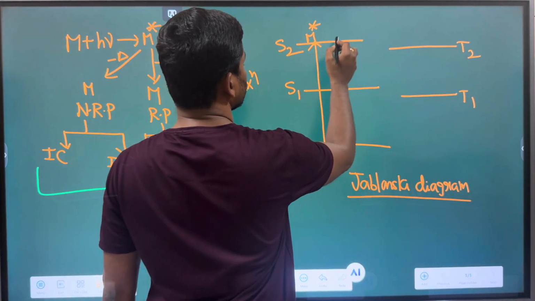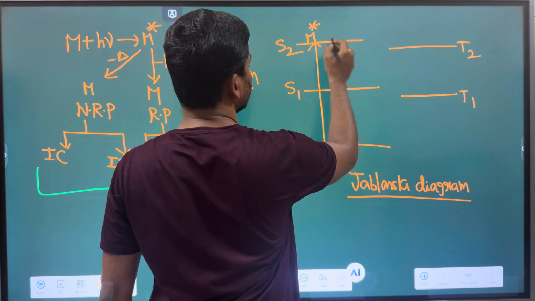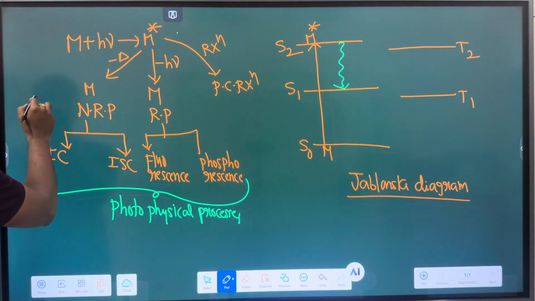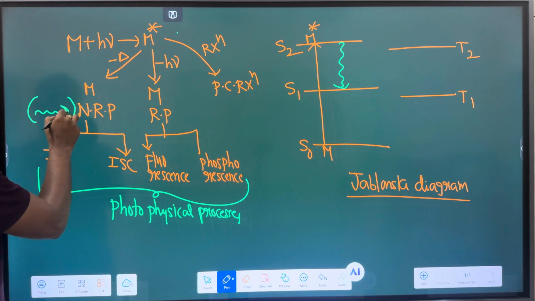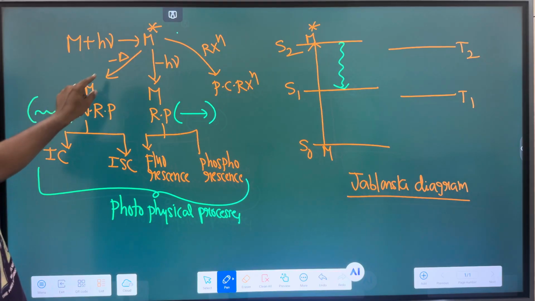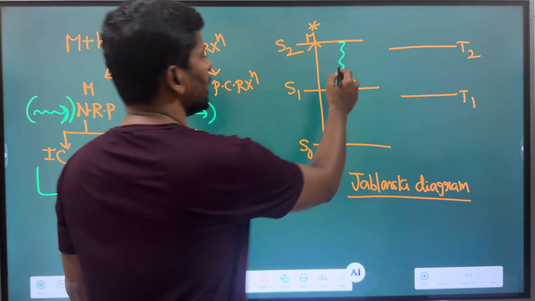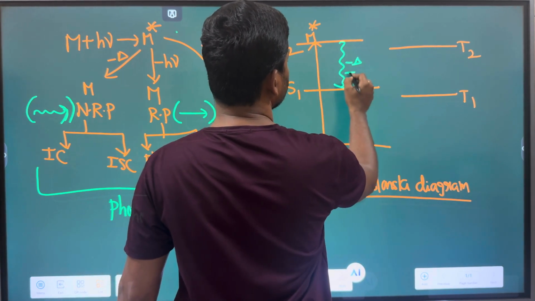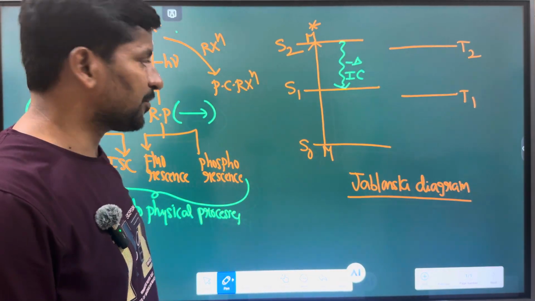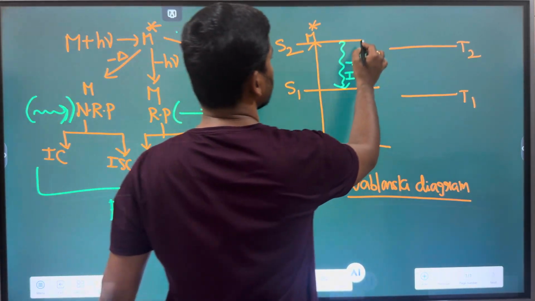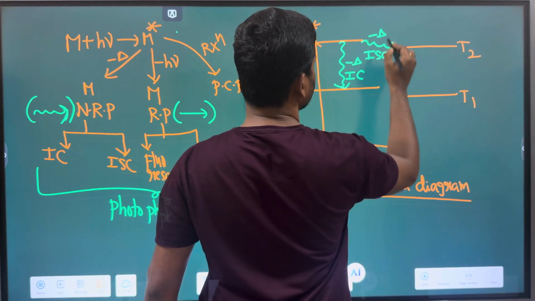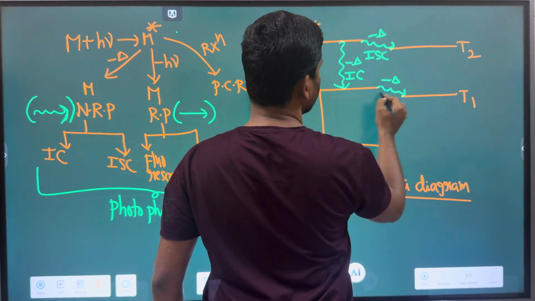For example, the molecule goes from the higher S2 state to the S1 state by releasing excess energy in the form of heat. Non-radiative processes I am indicating by a wavy arrow, and radiative processes by a straight arrow. So a wavy arrow indicates a non-radiative process, that means excess energy released in the form of heat. With no change in the spin, that is called internal conversion. For example, S2 to T2, with excess energy released in the form of heat, is called intersystem crossing.